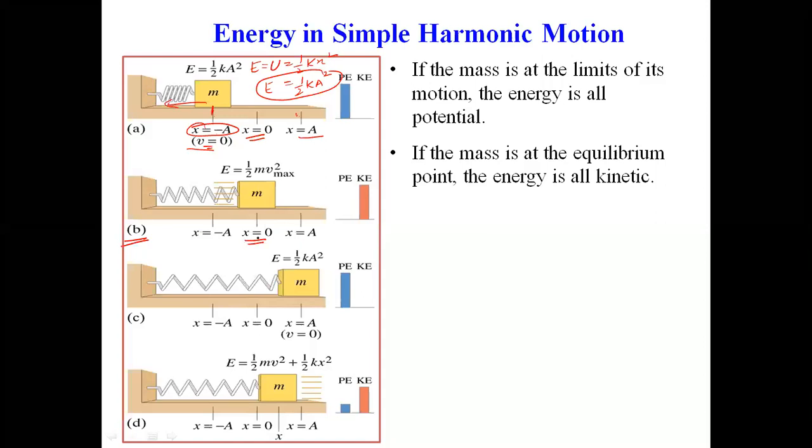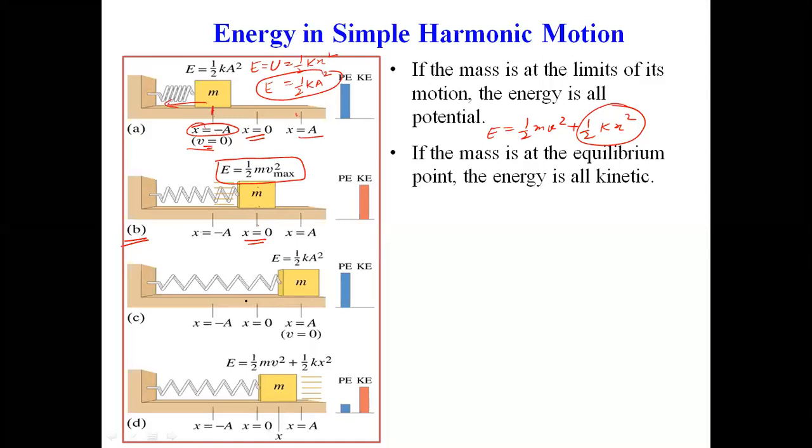At x is equal to 0, the total energy we had was half mv squared plus half kx squared. So at x is equal to 0, the equilibrium position, the potential energy is 0. We know that the maximum velocity will be at this point, x is equal to 0, so you will have kinetic energy of half m v max squared. So the total energy will be only kinetic energy. So at the equilibrium position or mean position, you will only have the kinetic energy. There is no potential energy at this point.